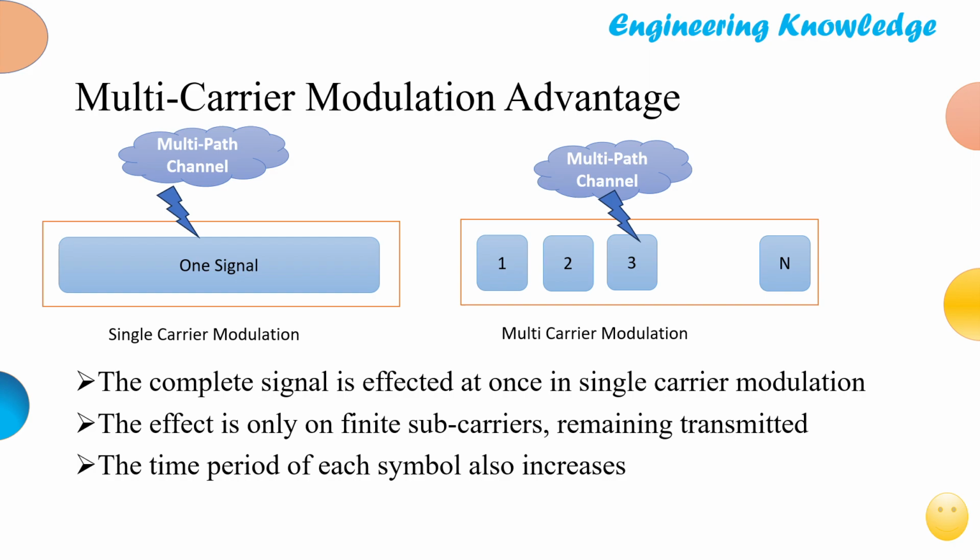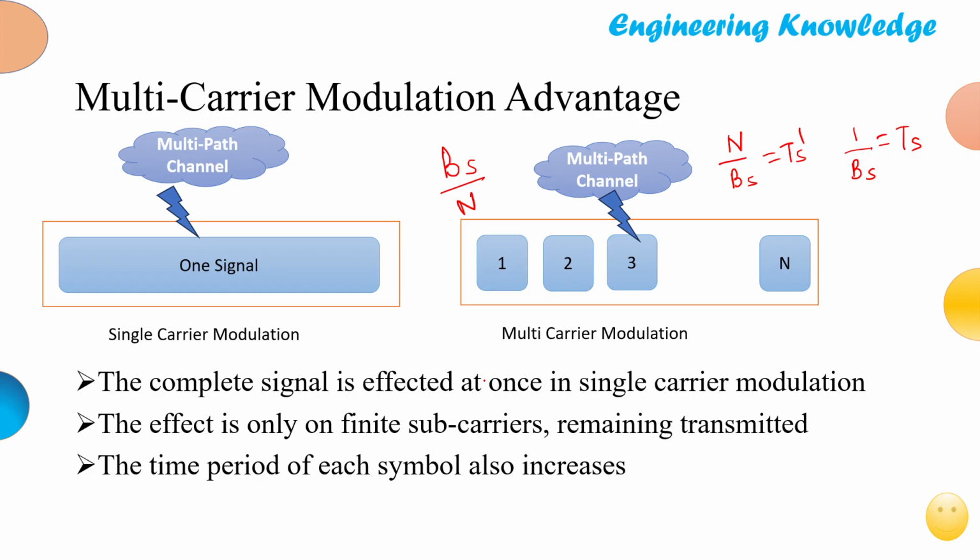The time period of each signal also increases. You can understand if we are reducing the bandwidth to Bs upon n, which means now the time period becomes n upon Bs for the new signal. Originally it was 1 upon Bs. This was the time period of the symbol. Now the new time period Ts dash is n times Ts, and therefore the time period increases.